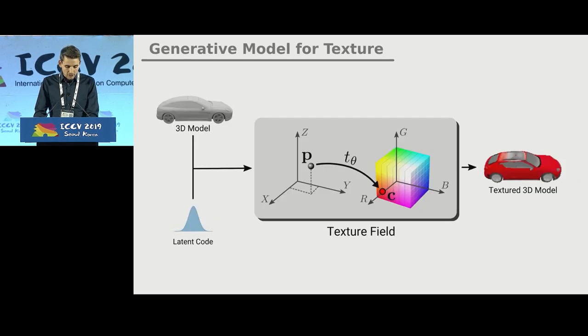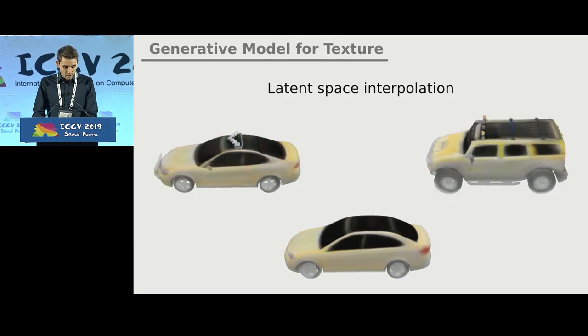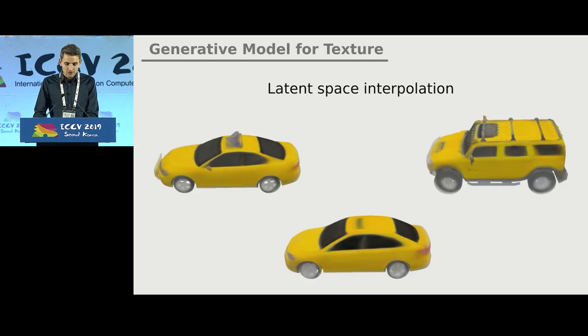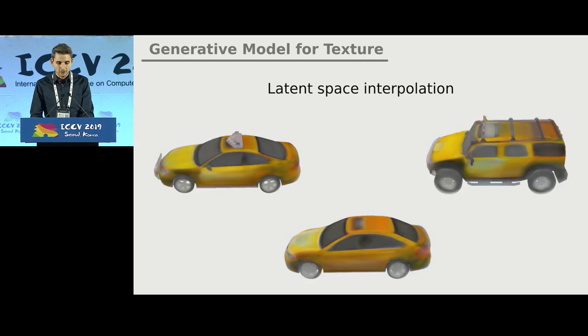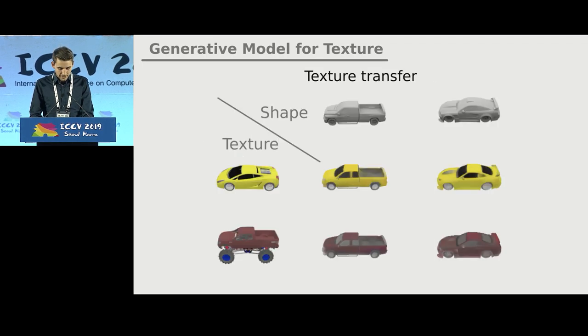Our generative model is also trained on ShapeNet data. Here are some interpolations in the latent space. For all three models, the texture is generated from the same latent code. This generative setup can also be used for transferring texture from one model to another.